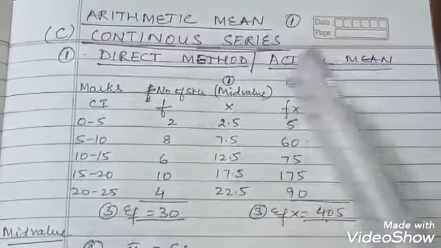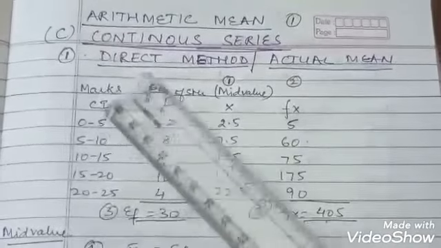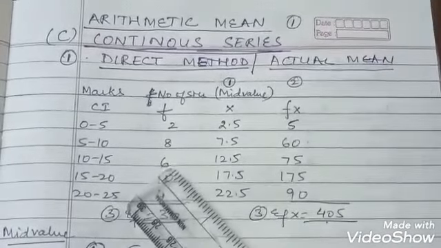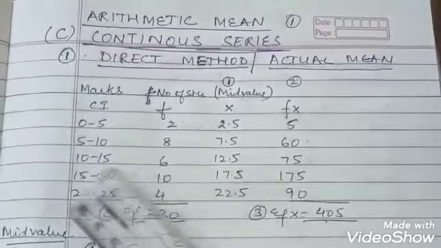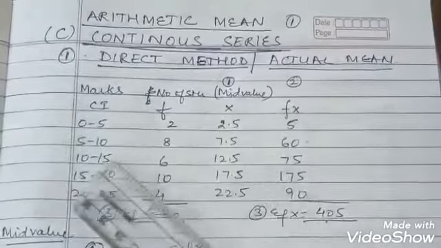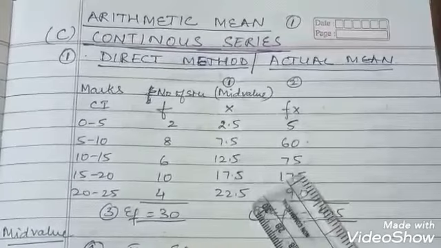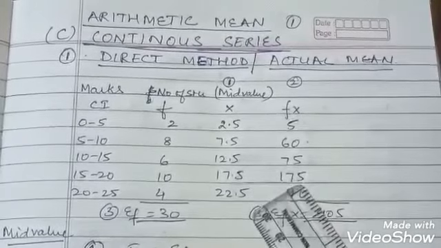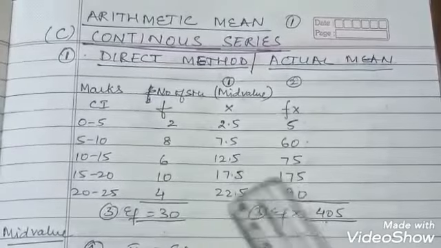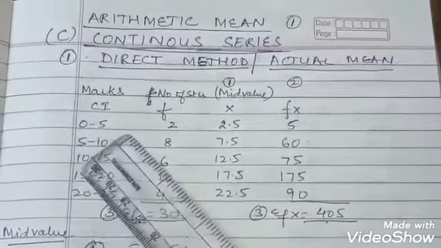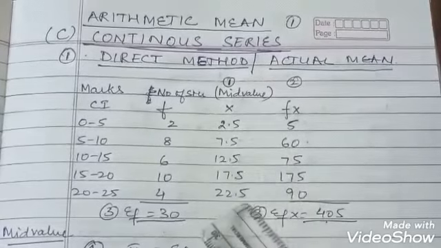Coming to the first method, which is known as direct method or actual mean method. The class interval will be given to you like this, 0 to 5, 5 to 10 in the exclusive form. Frequency will be given to you. This is the numerical, the question. The very first step in case of continuous series, whatever you want to find, you have to follow a simple rule: you have to take out the mid value. What is mid value? It is the lower limit plus upper limit divided by 2. So you get 2.5, 7.5 and so on.